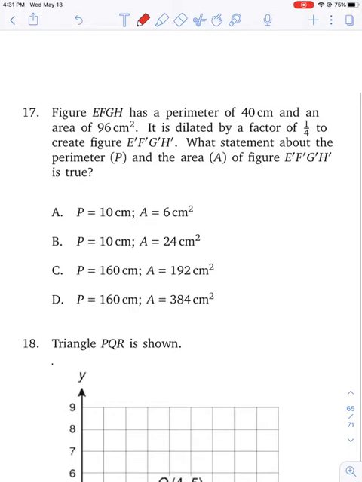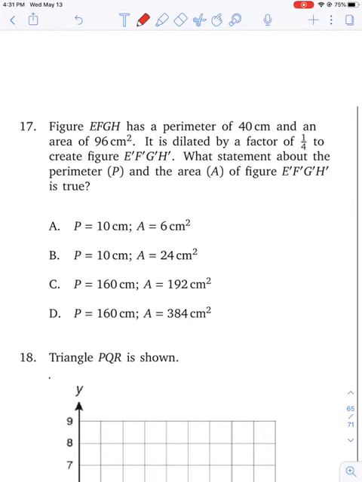So let's see. So we know information about the perimeter and the area, and we know that it's dilated by a scale factor of 1/4. So what do we know about the perimeter and the area? So dilation means that the two figures are similar. Yeah, okay. So when you are dilating something and when you have similar figures, whatever happens to the scale factor happens to the perimeter. So if the scale factor is 1/4, that means things are being divided by 4. That's what's going to happen to the perimeter.